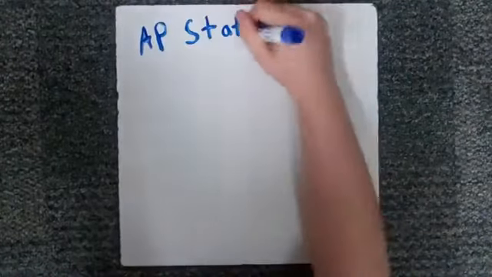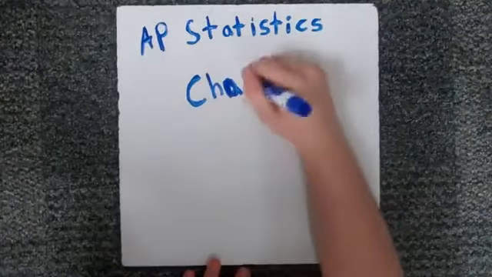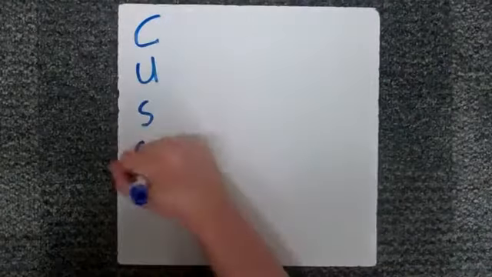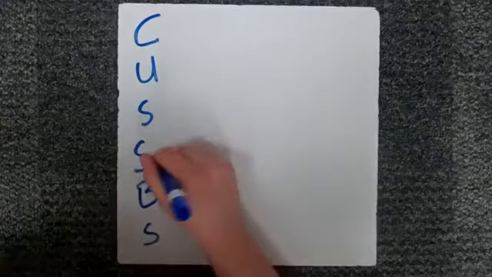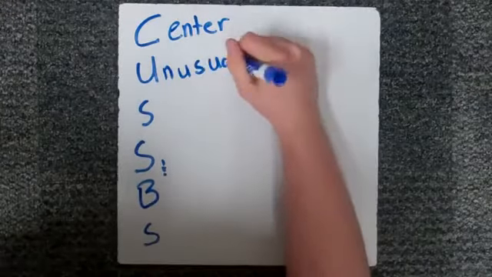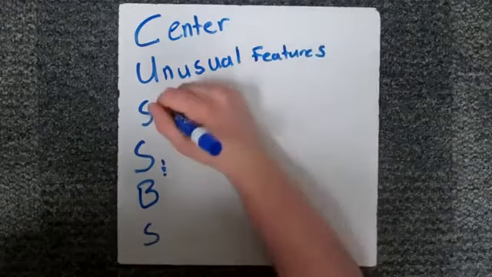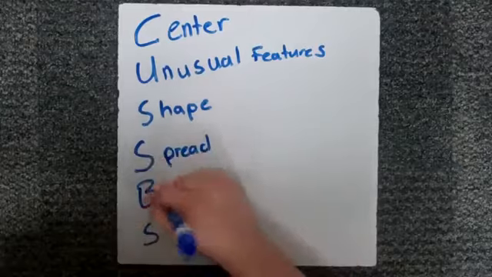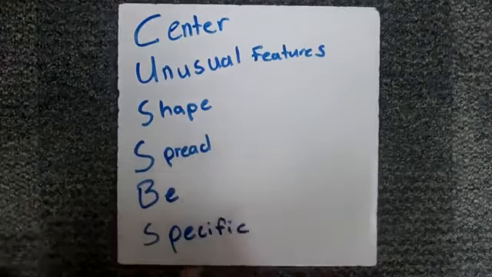AP Statistics, Chapter 1, Section 2. CUSS and BS are a way to describe distributions. C stands for center, U for unusual features, S for shape, second S for spread, and B is be specific.